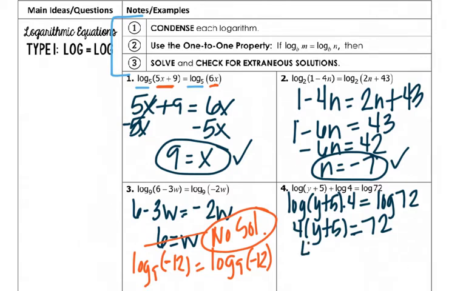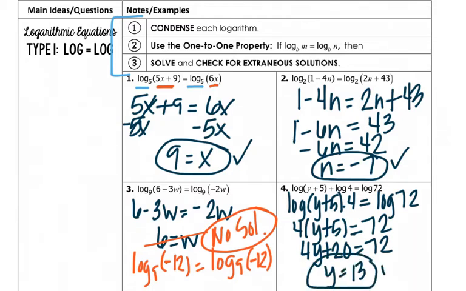So we're going to solve that. 4y plus 20 equals 72. And when you solve that two-step equation, you get y equals 13. We're going to plug it in, and yes, it is a solution.